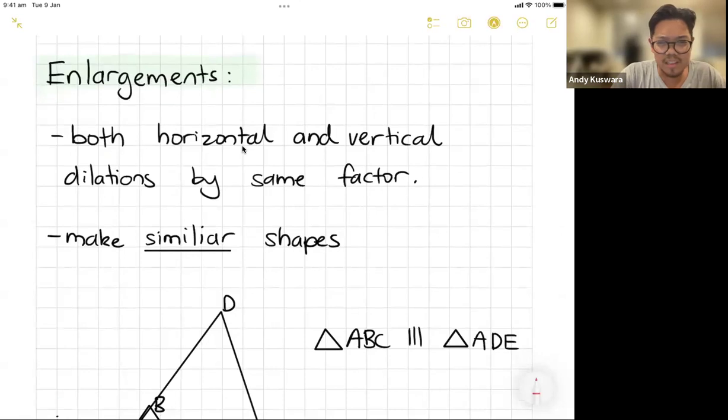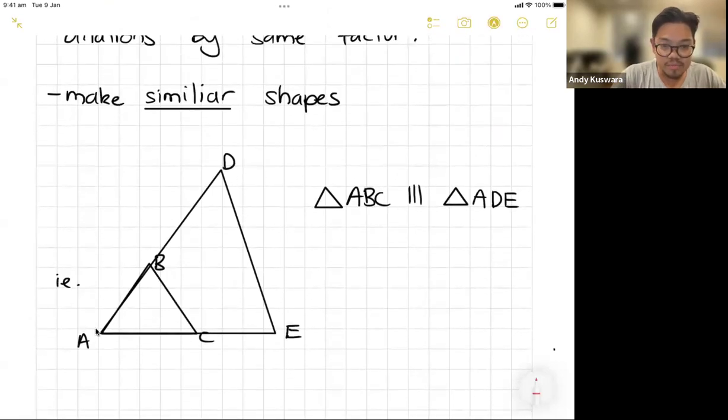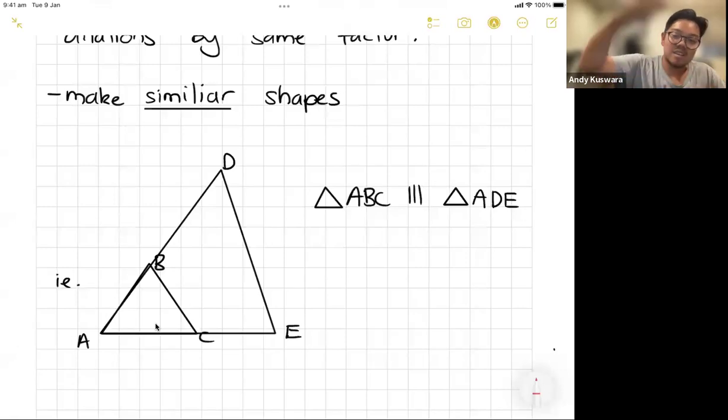And then there's one more term. This one's less important. It kind of makes sense. If you enlarge something, so both the horizontal and vertical dilations are the same factor, it makes these similar shapes, or it enlarges or makes something smaller. For example, if we have this triangle ABC and we stretch it out vertically and we stretch it out horizontally, we get a similar triangle ADE. Similarity means these two triangles are essentially the same shape, just stretched out a little bit. Again, this diagram is not to scale. You can see it's a little bit off, but you get the idea. I can enlarge ABC to give me ADE, same shape, just different size.